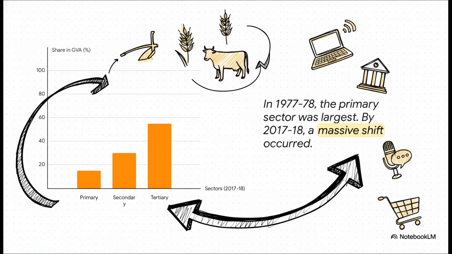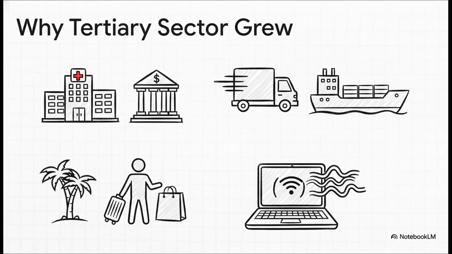Back in 1977, the primary sector, agriculture, was the biggest contributor. Now, fast forward 40 years to 2017, it's a completely different picture. The tertiary sector has grown so much that it's now the largest contributor to our economy. So, why did this huge shift happen?